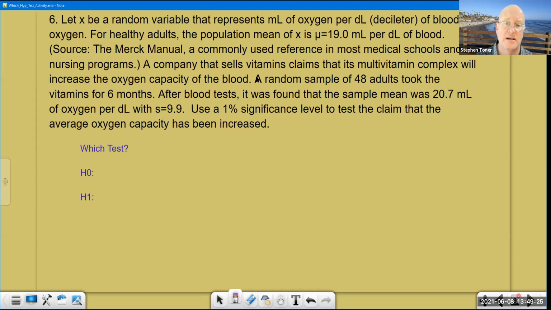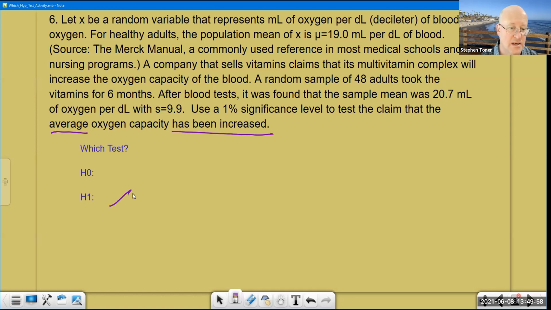A company that sells vitamins claims that its multivitamin complex will increase, there's a keyword, the oxygen capacity of the blood. A random sample of 48 adults took the vitamin for 6 months, so it's a single sample. After blood tests, it was found that the sample mean was 20.7 with a standard deviation of 9.9. Use a 1% significance level to test the claim that the average has been increased.